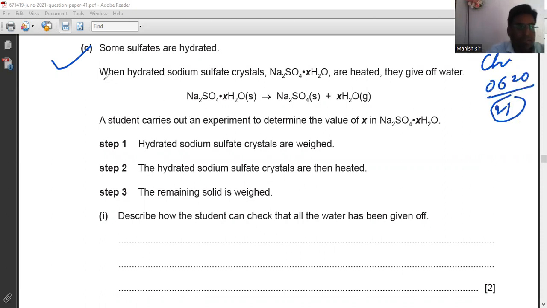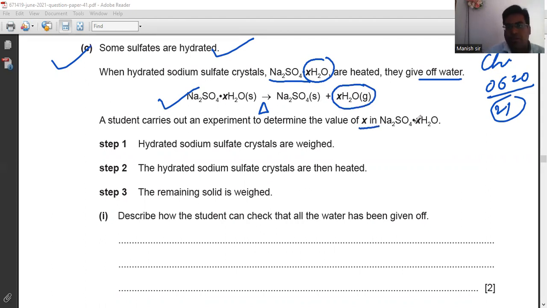So next question is 5th C. When hydrated sodium sulfate, Na2SO4·XH2O, is heated, it gives off water, right? So this is the reaction when it is heated and produces X amount of water. A student carries out an experiment to determine the value of X. We have to find the value of X.